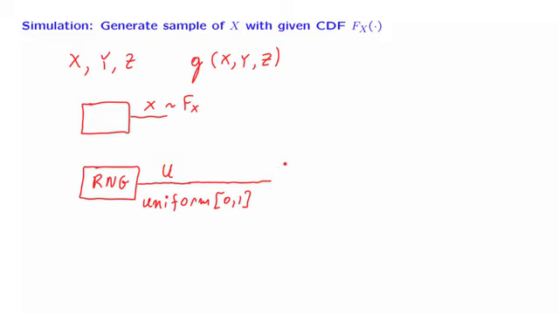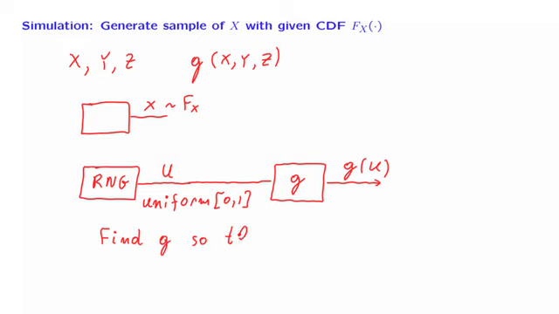What we want to do is to create some kind of box or function that takes this uniform random variable and generates g of U, and we want to find the right function to use, find a g, so that the random variable g of U is distributed according to the distribution that we want. That is, we want the CDF of g of U to be the CDF that's given to us. So let us see how we can do this.